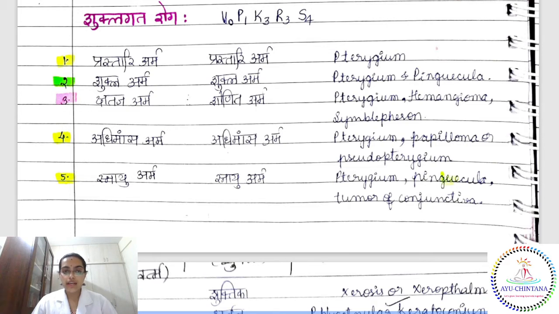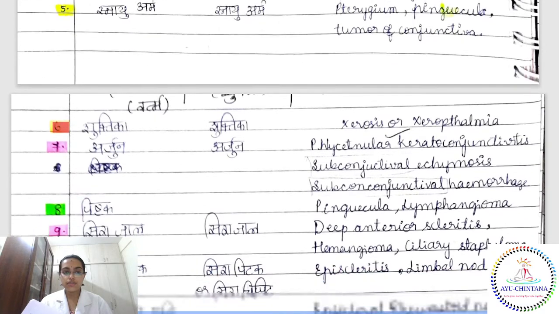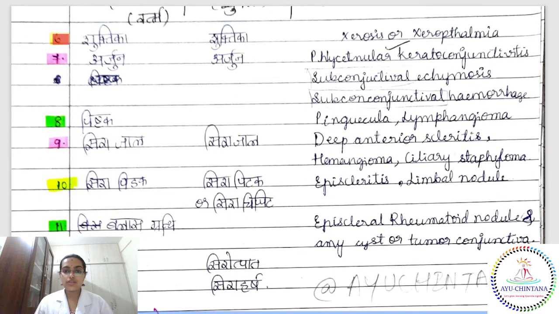What are all those 5? Prastari arma, Shukla arma, Kshataja arma, Adhimamsaja arma, and Snayu arma. I'll repeat it once again. Prastari arma, Shukla arma, Kshataja arma, Adhimamsaja arma, and Snayu arma. If these are the 5, there should be 6 other things, right? So what are they?